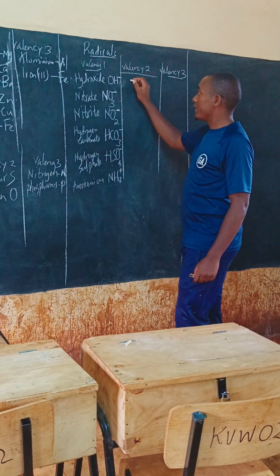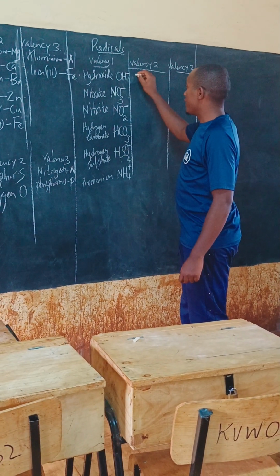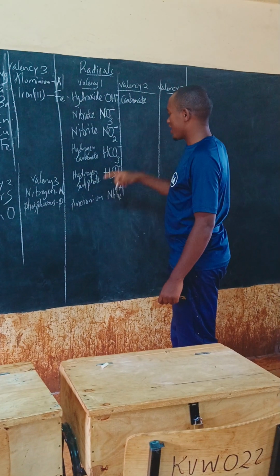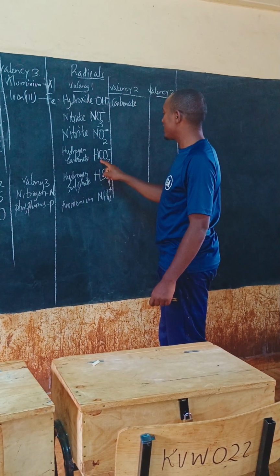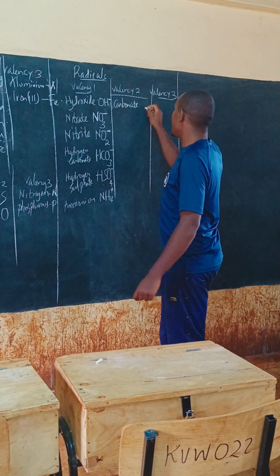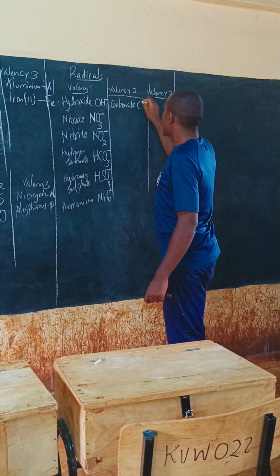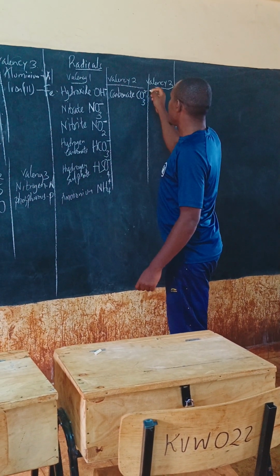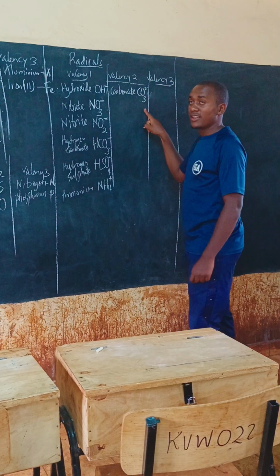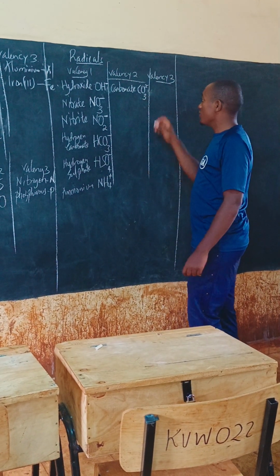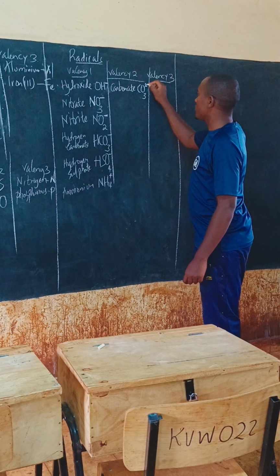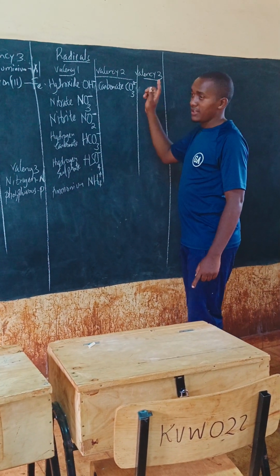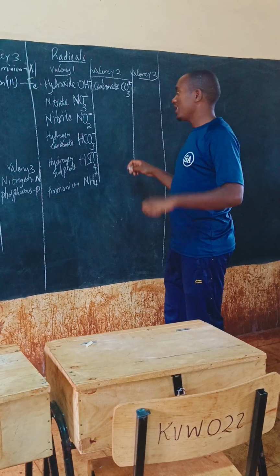Valency 2, we have very simple, carbonate. Don't confuse it with hydrogen carbonate. Hydrogen carbonate is HCO3 valence 1. But this carbonate is CO3 2 minus, meaning it is CO3 valence 2. That's the way that you should know it in your head.